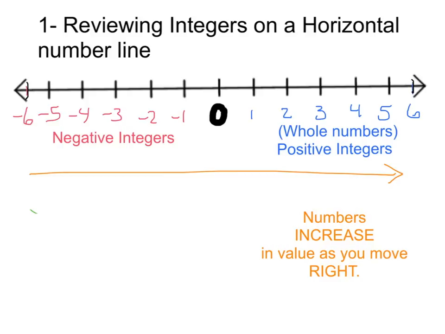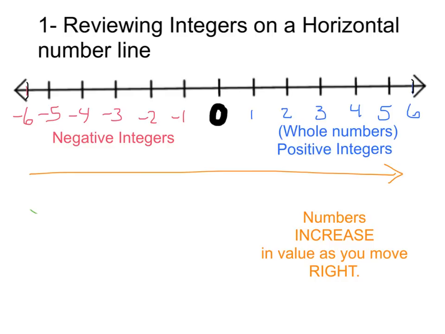So take a time right now, really quickly sketch up your horizontal number line like you did from the last video, and then I want you to write this down, showing that arrow going to the right as numbers increase in value as you move to the right. So that's really important for us to know when ordering and comparing.